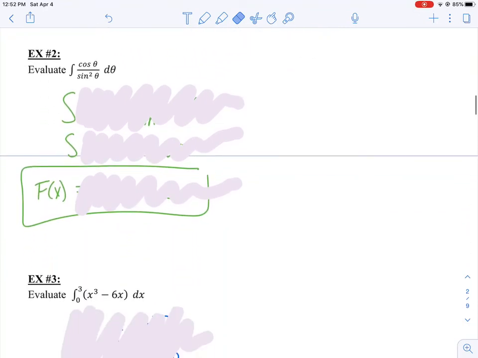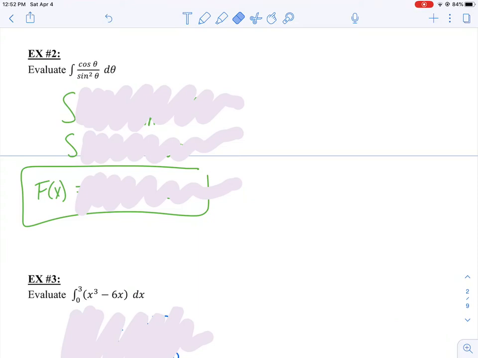Okay, let's do another one with a little bit of trig in here. We have the integral of cosine theta over sine squared theta. Okay, remember though that there is no such thing as quotient rule with antiderivatives. There is no such thing as chain rule with antiderivatives, and that's what this looks like to me. And so there must be a way to rewrite this problem into something different, into rules that we do know. So think about how you're going to rewrite this problem into rules that we do know.